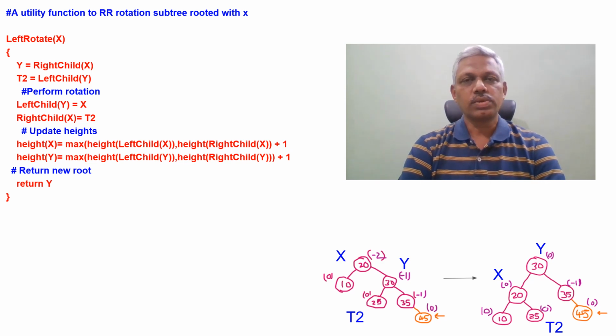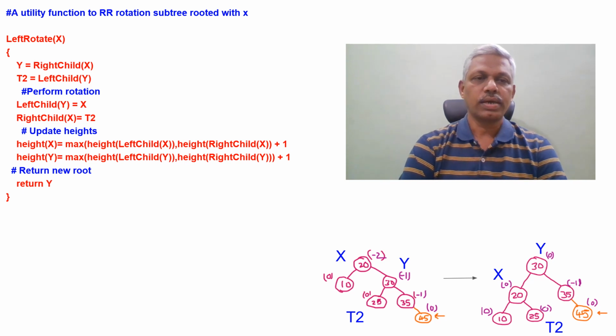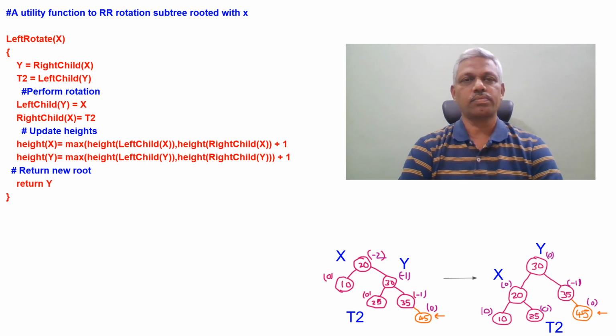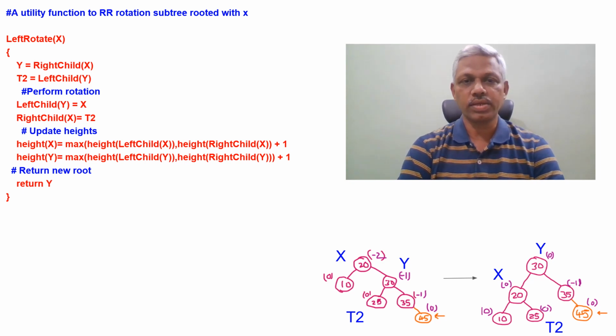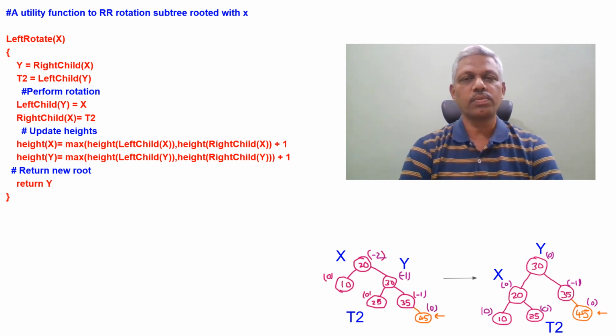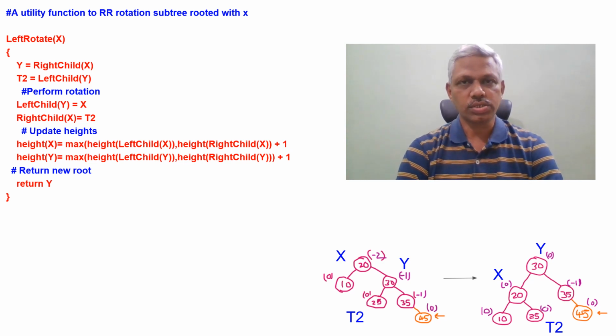Once we update this, we update the heights of both vertices, because we have changed their positions: height of x as max of height of left child of x, comma, height of right child of x, plus 1, and height of y as max of height of left child of y, comma, height of right child of y, plus 1. Because these heights are calculated recursively, they will be calculated for the entire tree once these functionalities are called, and we return y because that is the topmost vertex in this part of the tree.